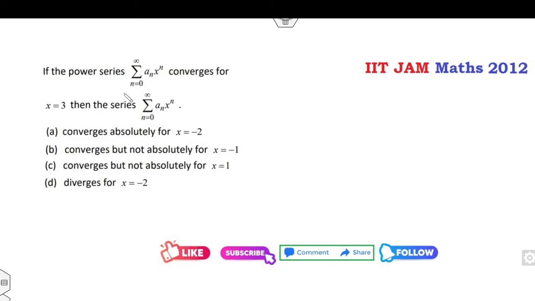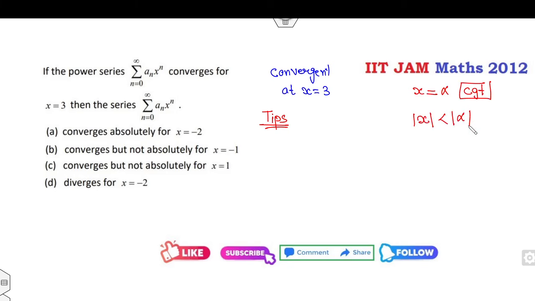If the power series is convergent at x equal to 3, it is given that, then the series is also convergent absolutely. What is the shortcut? As I mentioned, if the power series is convergent at alpha, then the power series is also convergent for all those x which are less than alpha in modulus. Or you can also say that it is convergent at the center. The center in this case is 0. So this power series is also convergent at 3.